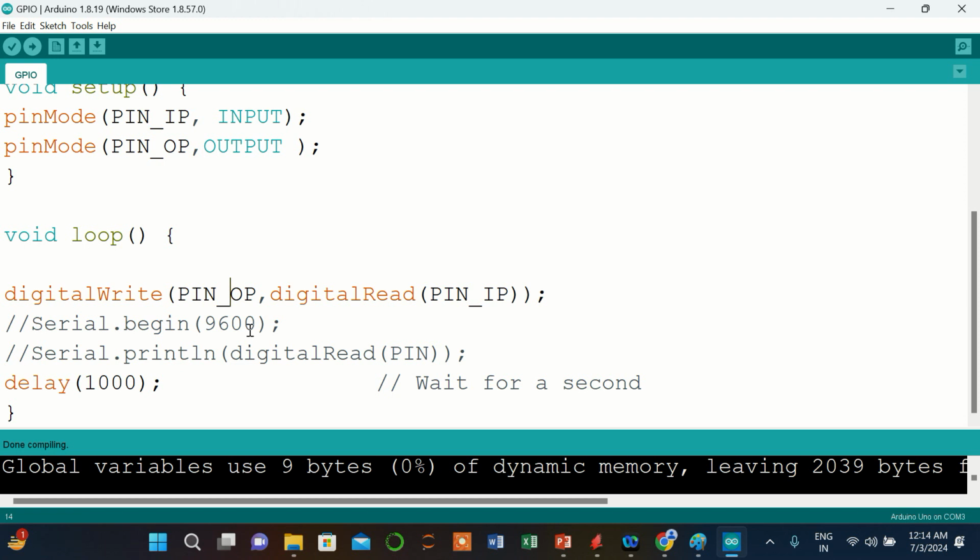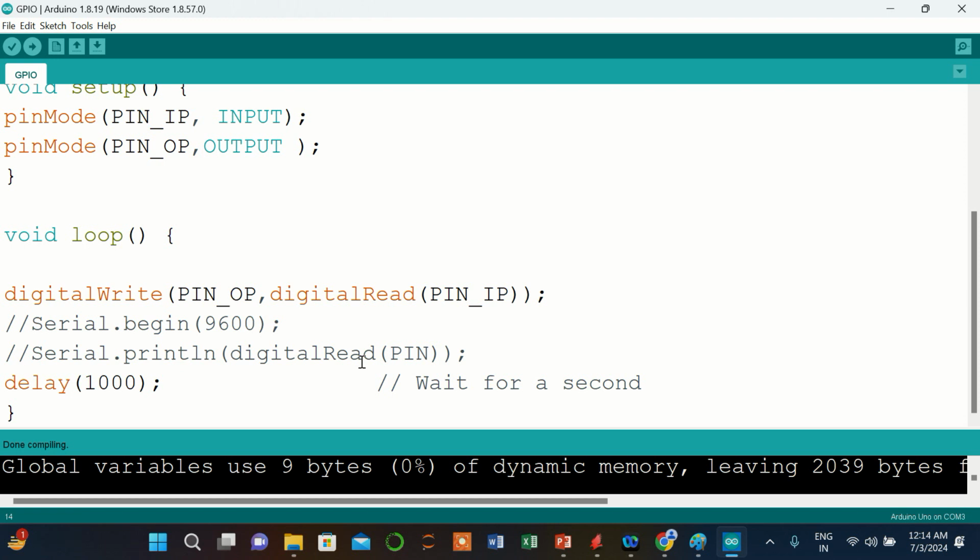However, whatever I have commented, this Serial.begin initializes the serial port, then Serial.print. If you remember, we have used this in the data types program, or when writing the mathematical models, to dump this data on the computer terminal. Then it will display either 0 or 1.